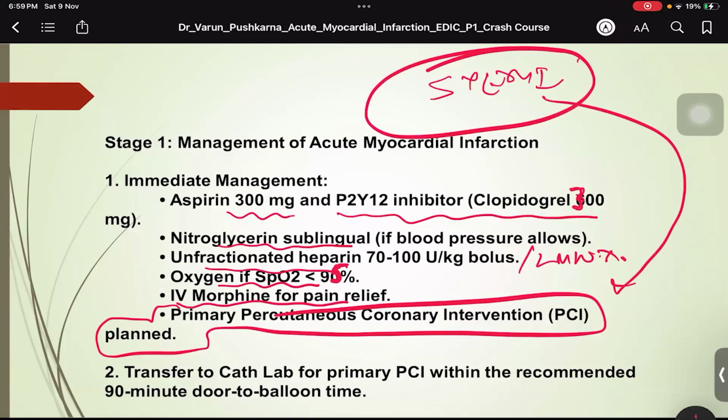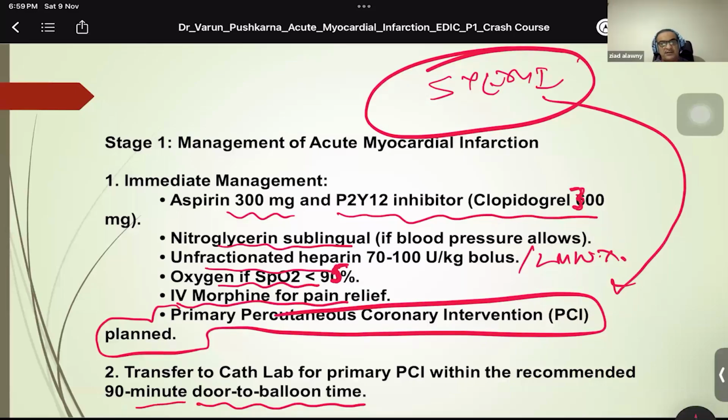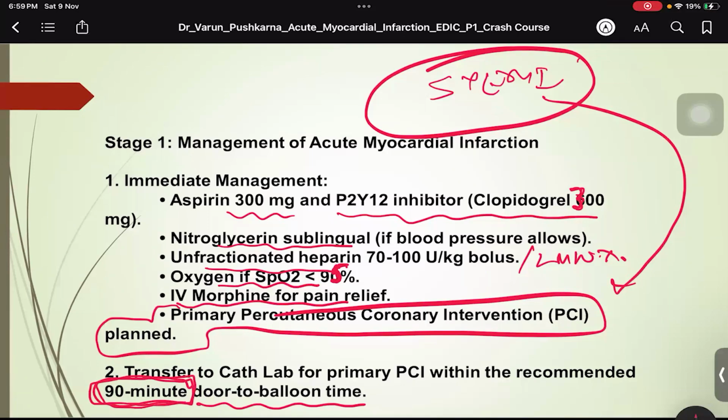What is the door to balloon time? Door to balloon time, 1 hour. So it is 90 minutes. If a cath lab is available in the hospital, should be 1 hour. If not available, 90 minutes, yes? No. It is 90 minutes if it is available in the hospital, and it is 120 minutes if it is not available.